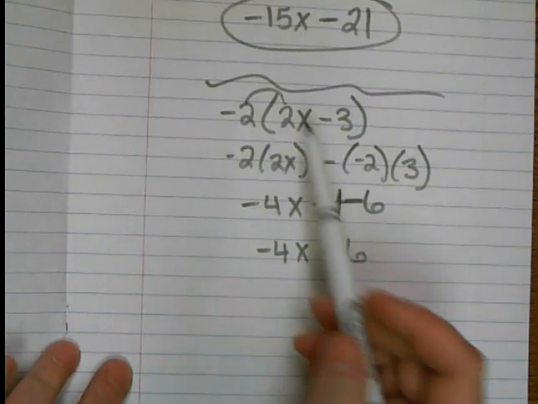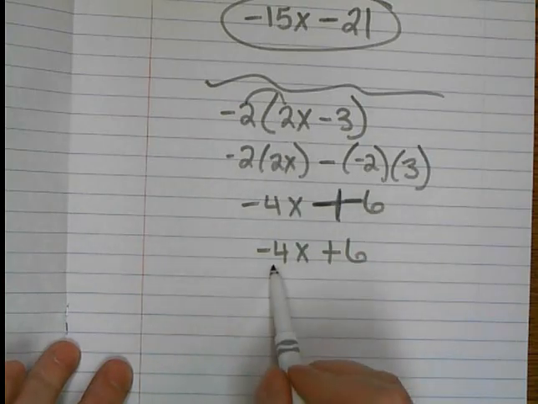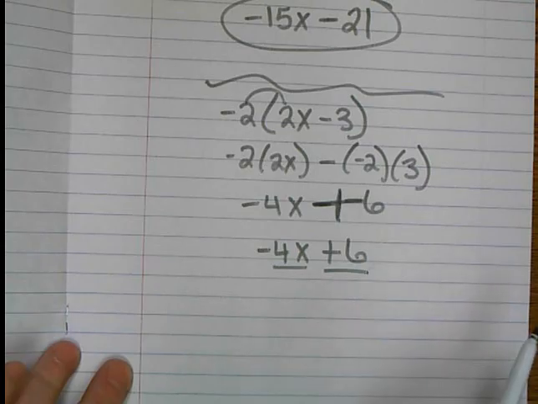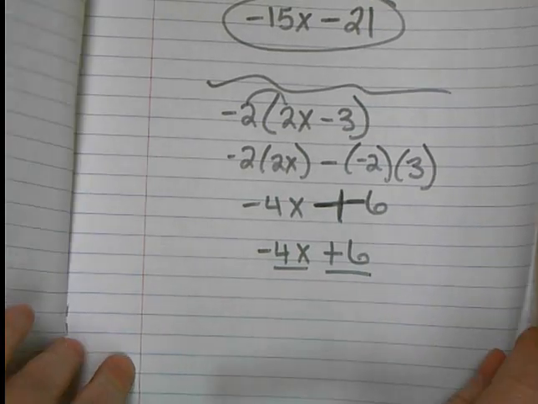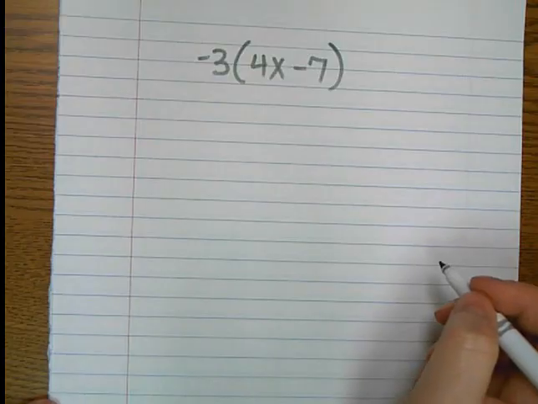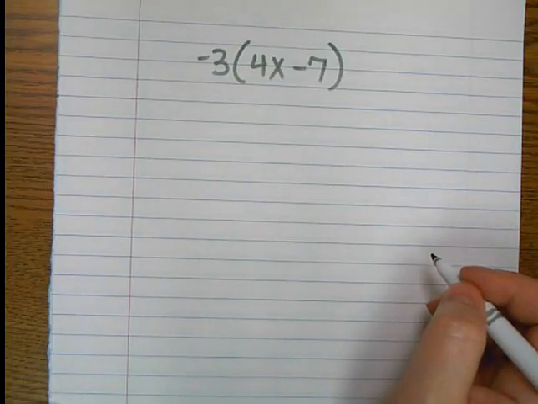Now let's do it mentally. Negative 2 times 2x is negative 4x. Negative 2 times negative 3 is a positive 6. All right, let's try another one. Negative 3 times 4x minus 7. Hit pause.